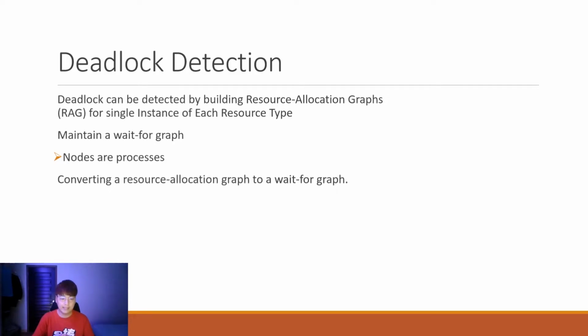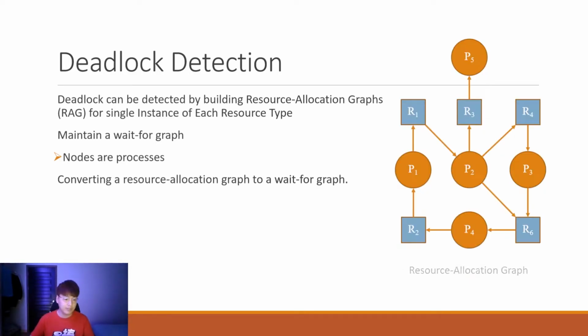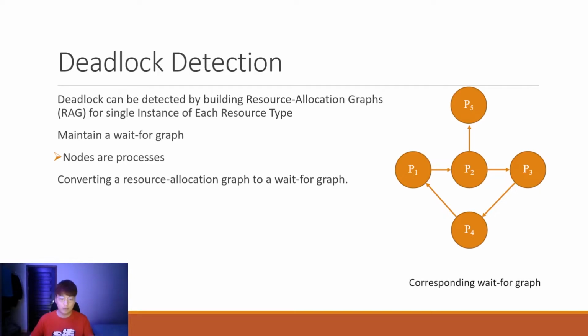On the other hand, deadlock can be detected by converting an RAG into a wait-for graph. For example, this is an RAG. Now, by removing the resources, we only show which process is waiting for whom through the arrows. We can now detect if deadlock will occur. So in this case, we see a circular wait in P1, P2, P3, and P4. So a deadlock may be occurring.